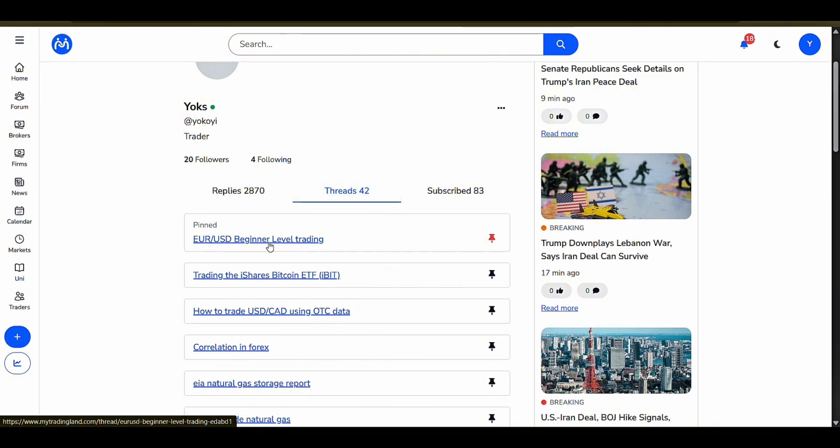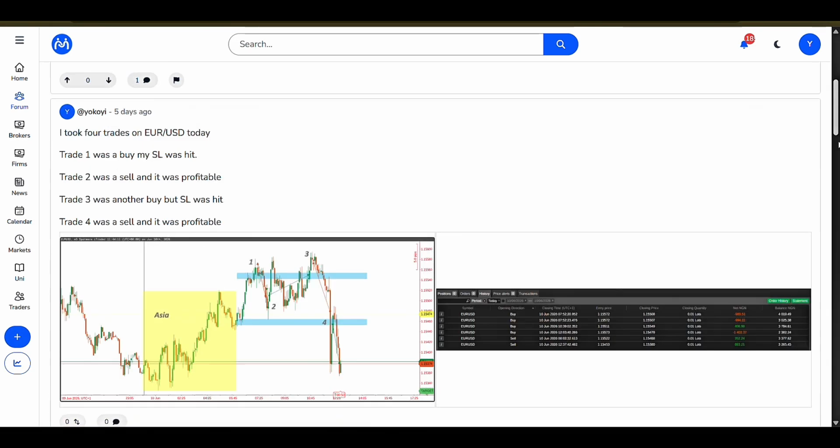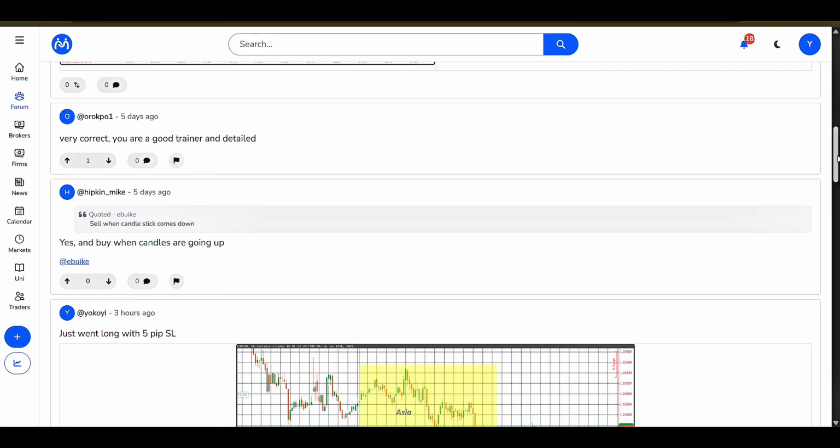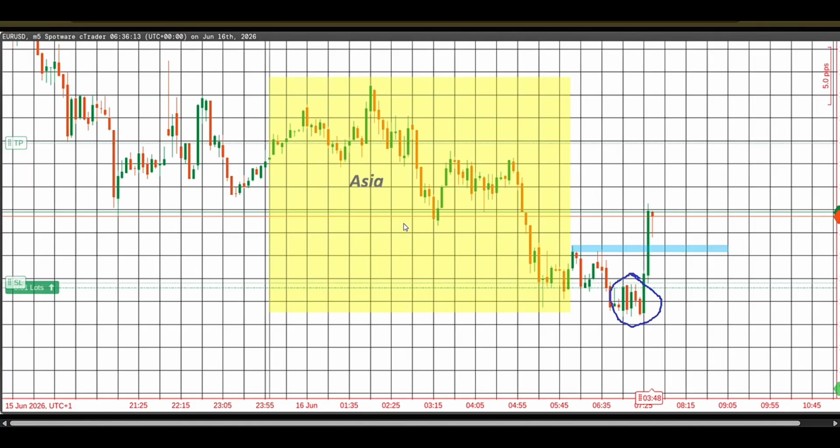This is my trade on EURUSD. You go to the last page. You want to go to the most recent page, and I journal. Even look at the trade for today. This is how we started. I went long with a 5 pips stop loss. Asian session break, bullish engulfing, open my buy trade, place my stop loss below the bullish engulfing.